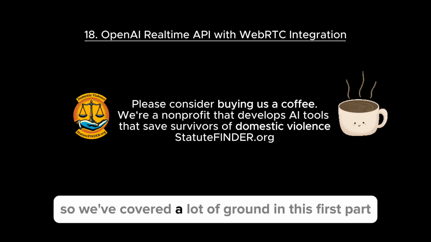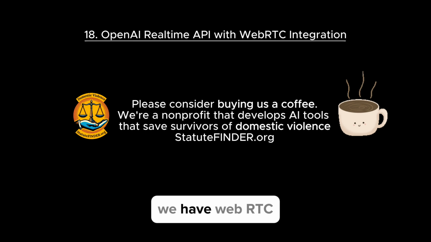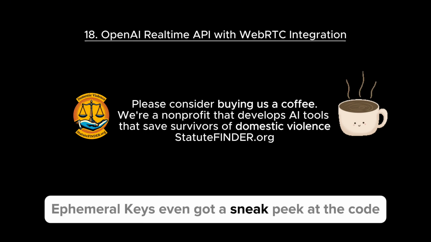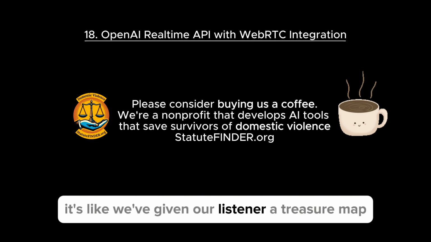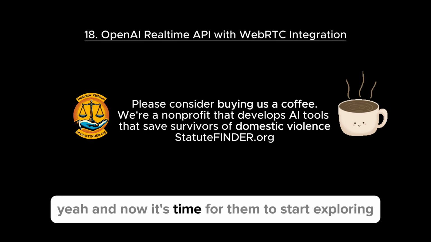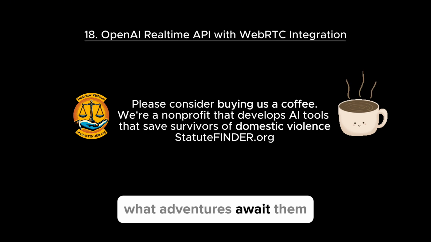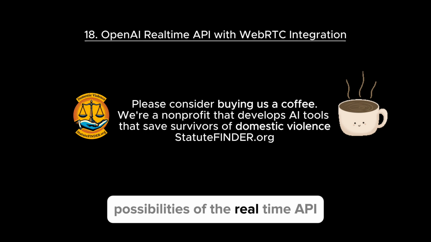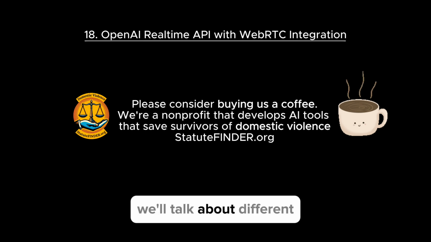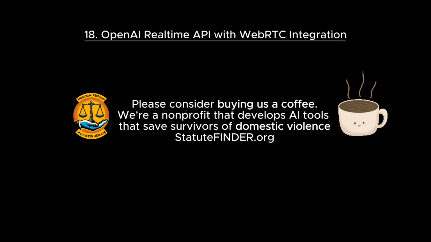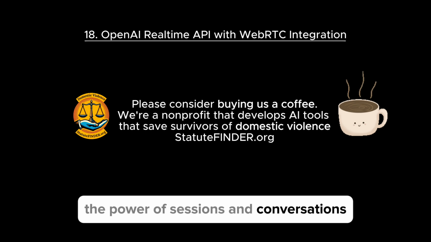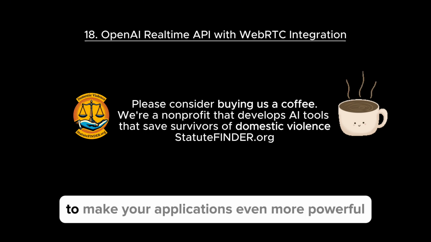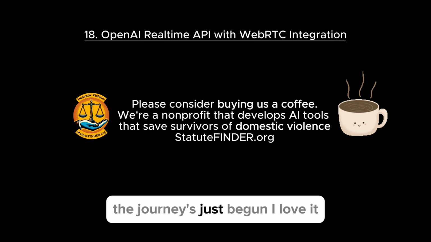Exactly. So we've covered a lot of ground in this first part. We have. WebRTC, ephemeral keys, we even got a sneak peek at the code. It's like we've given our listener a treasure map. And now it's time for them to start exploring what adventures await them in part 2 of our deep dive. In part 2, we'll dive even deeper into the real-world possibilities of the real-time API. We'll talk about different types of applications you can build, the power of sessions and conversations, and how to integrate external tools to make your applications even more powerful. So buckle up, the journey's just begun.